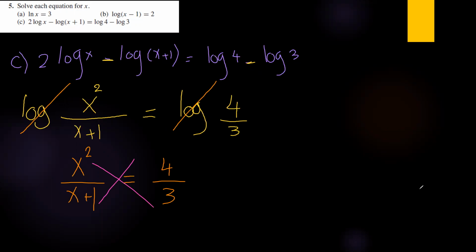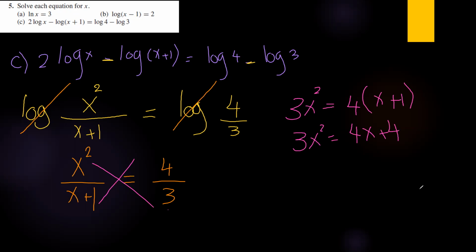x squared times 3, it will be 3x squared. And here we have 4 times x plus 1. Then 3x squared equals 4x plus 4. Then 3x squared minus 4x minus 4 equals 0. This is a quadratic equation. I need to solve it.